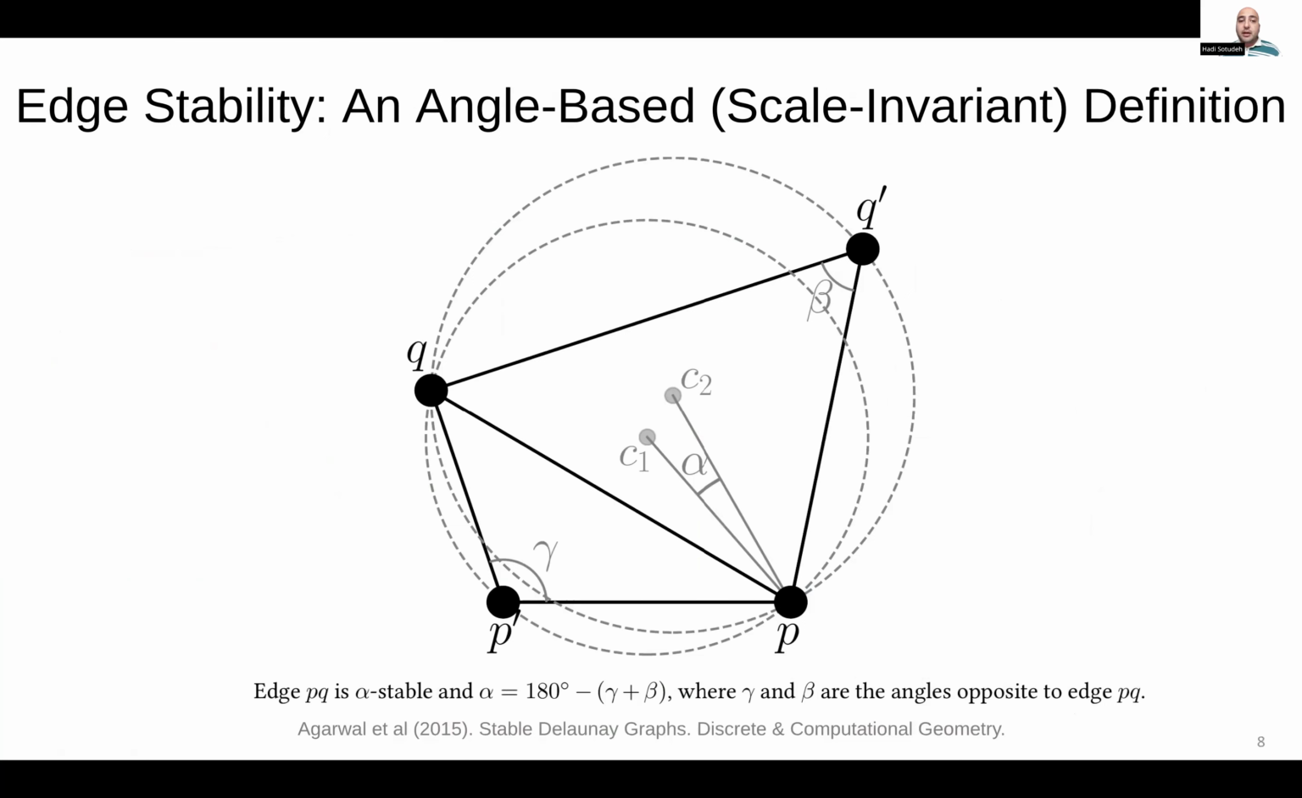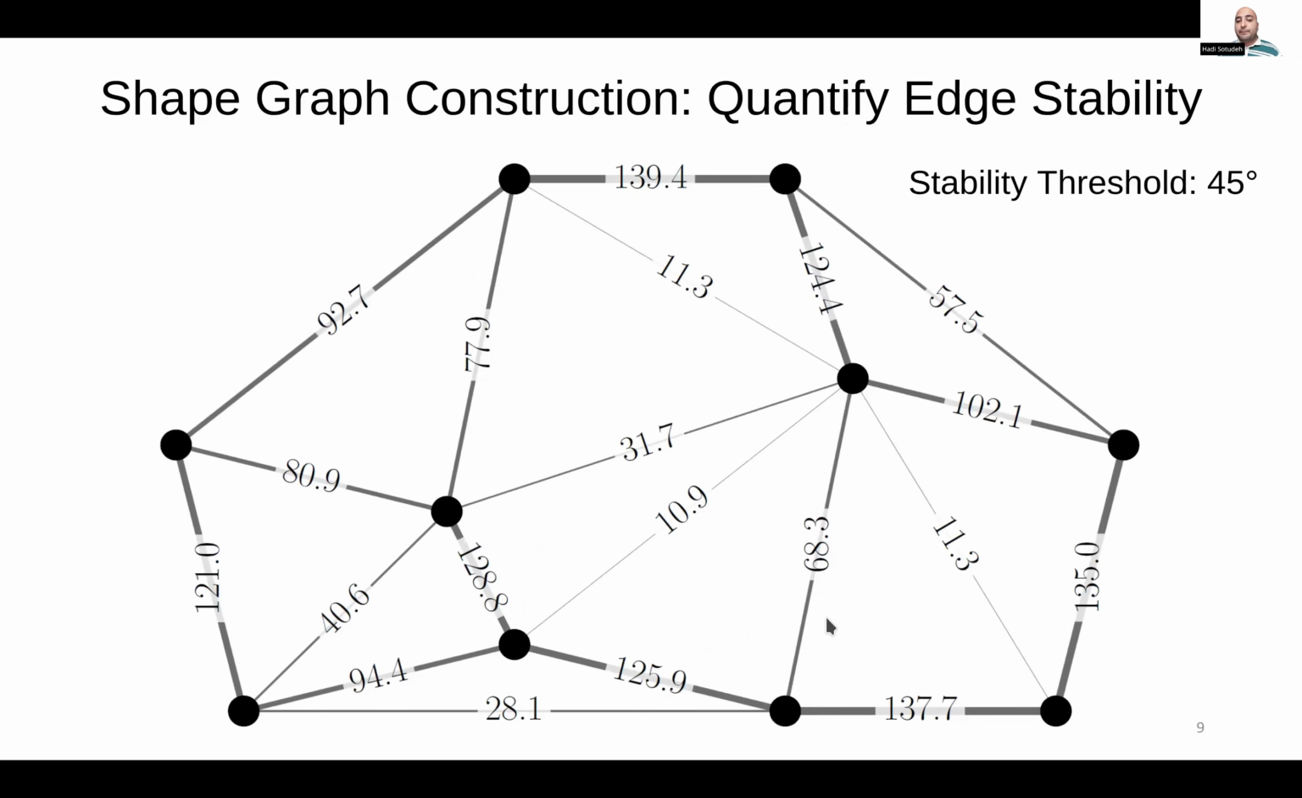So to stabilize this Delaunay triangulation, we are going to compute the stability of each edge, where the stability of edge PQ is equal to 180 degrees minus the sum of the opposite angles facing that edge. If we apply this stability definition to each edge, we end up with these values that you can see on the initial Delaunay triangulation of one team.